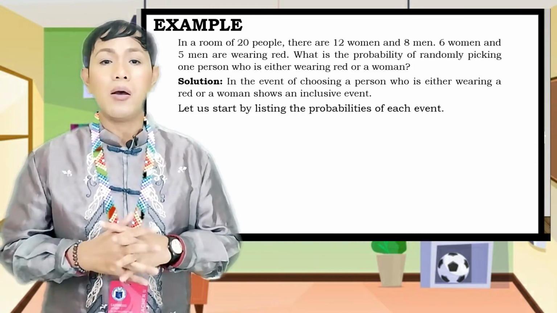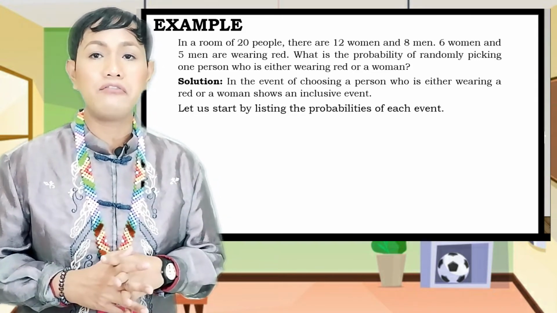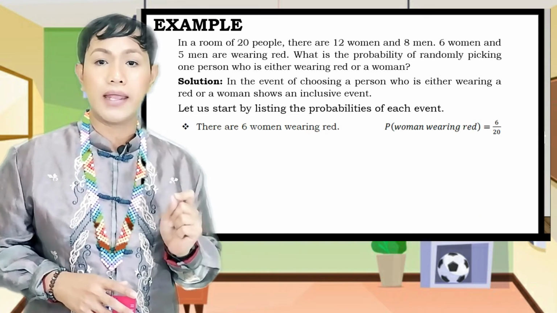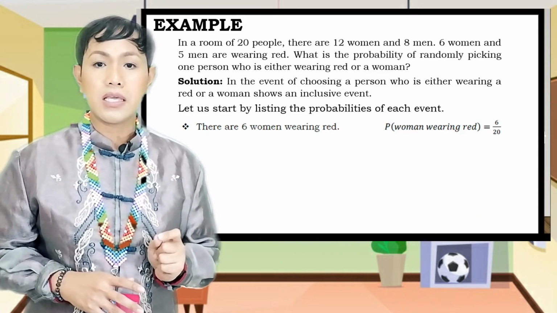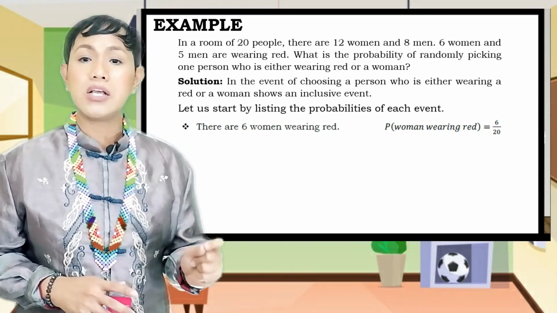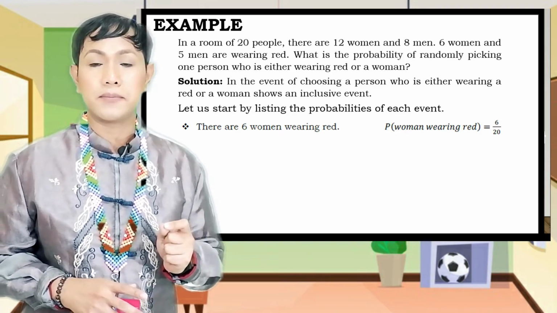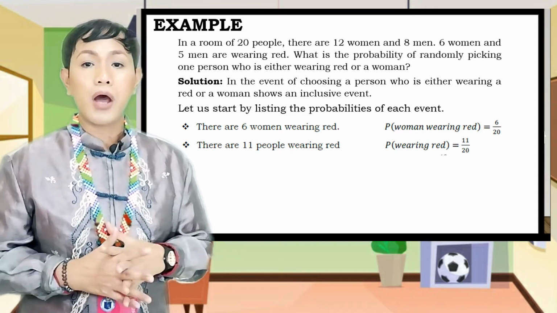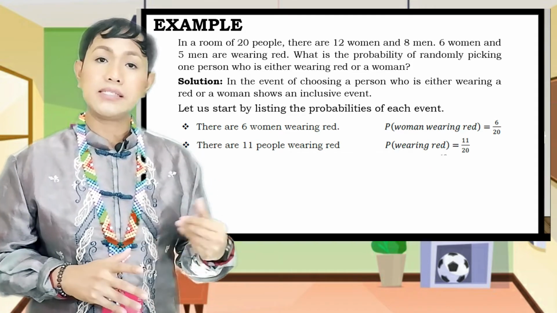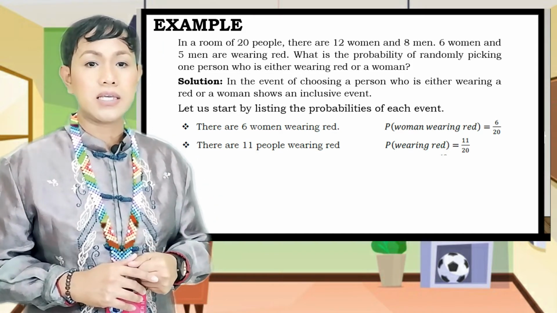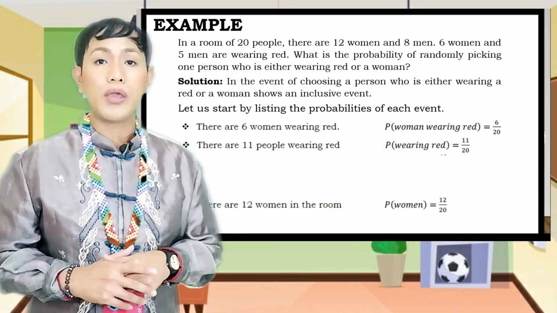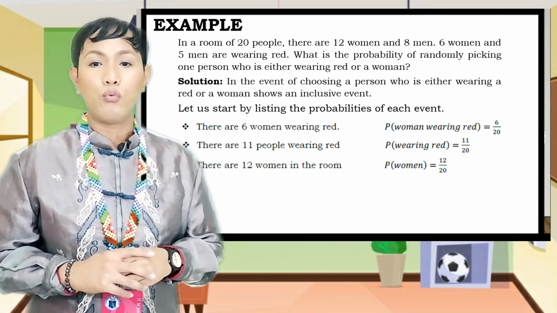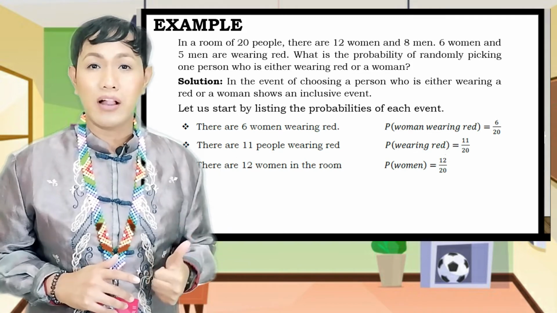So let us start by listing the probabilities of each event. There are 6 women wearing red. So the probability of a woman wearing red is equal to 6/20. There are 11 people wearing red. So the probability of wearing red is equal to 11/20. There are 12 women in the room. So the probability of women is equal to 12/20.